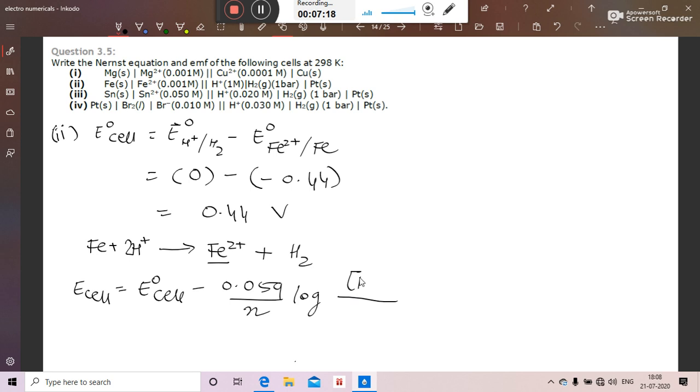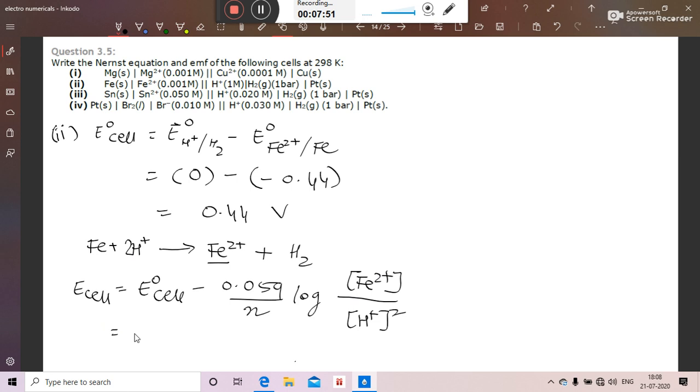On the right hand side we will write Fe2+, and in front of Fe2+ the coefficient is 1, so raised to 1. Now another substance on the right hand side is hydrogen, but for a neutral atom or molecule the concentration is taken as 1, so here H2 is not written. On the left hand side we have Fe and H+, but the cation is only H+, so we write in the denominator the concentration of H+, and the coefficient of H+ is 2, so we write 2 in the power.